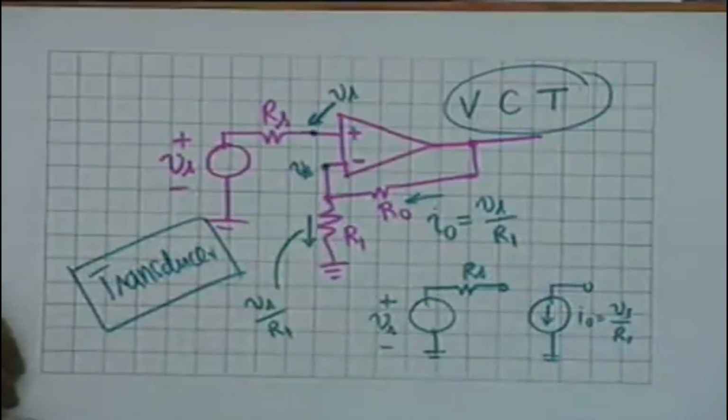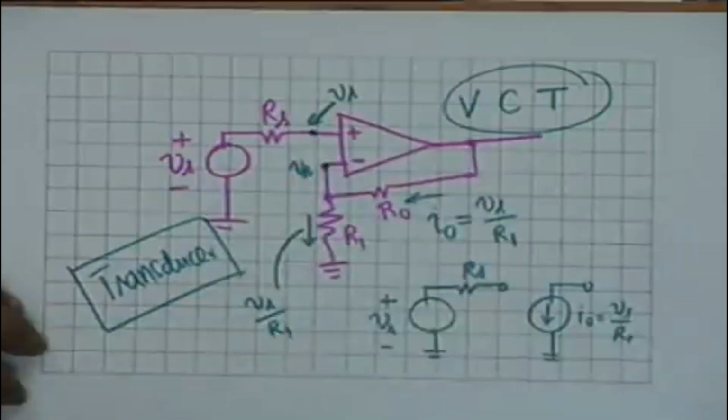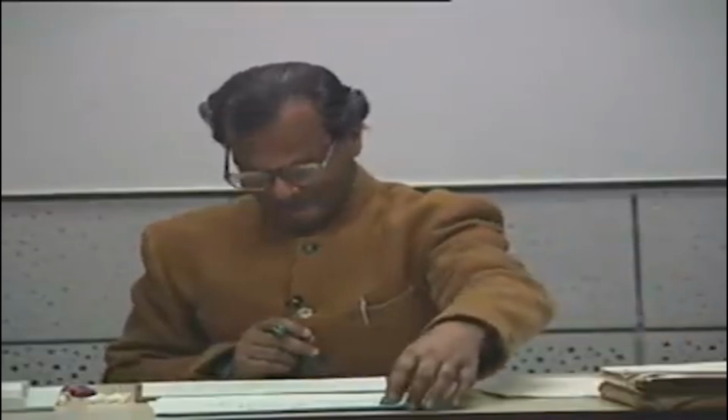Op-amp, is it a transducer? No, it converts a voltage into a voltage. But an op-amp, along with peripheral circuits like this, can act as a transducer. It can convert, yes. So why is I0 Vs by R1?